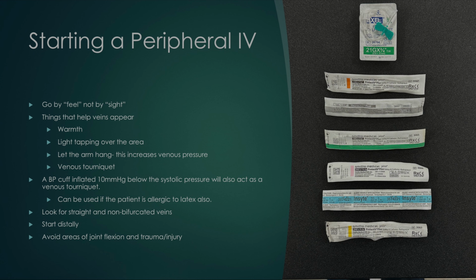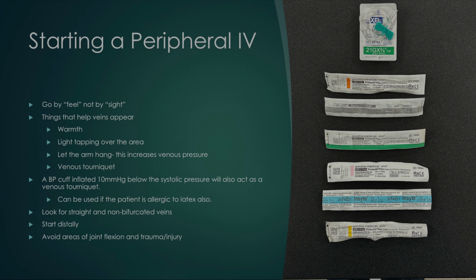Warmth is one of the most effective, as cold skin causes vasoconstriction. A warm compress works well. Light tapping over the area may help, but excessive pressure can trigger a sympathetic response and actually cause vasoconstriction. Allowing the arm to hang down increases venous pressure and can improve vein filling.